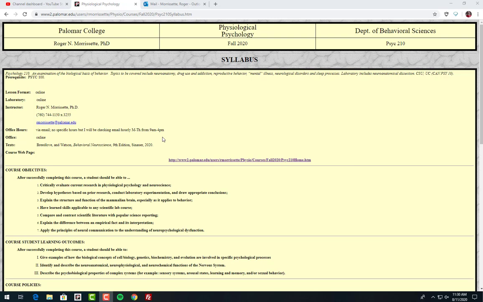But we're going to talk about everything. As it says here, the biological basis of behavior. We're going to talk about neuroanatomy, which is just the brain and spinal cord parts. I have a very big lecture on drug use and addiction, and on sexual behavior. We sprinkle in different aspects of mental illness rather than have a set lecture on mental illness. Neurological disorders, sleep processes, learning and memory, several other things we're going to talk about.